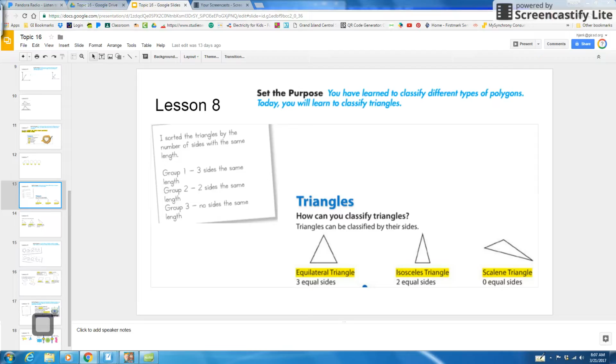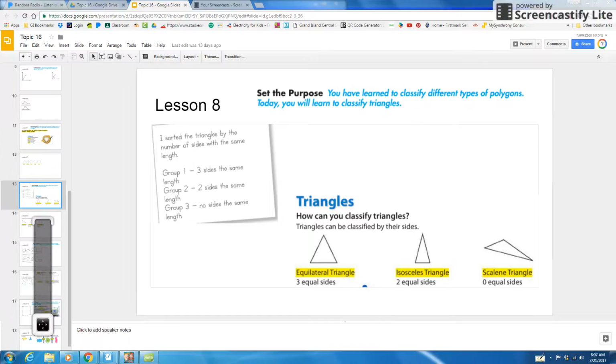Hello, boys and girls. We're continuing with topic 16. We have been looking at angles, vertices, and polygons, and how to measure all those angles and how to classify those polygons based on the number of sides, angles, and vertices that they have. We are going to focus in on a specific type of polygon today, which is called the triangle.